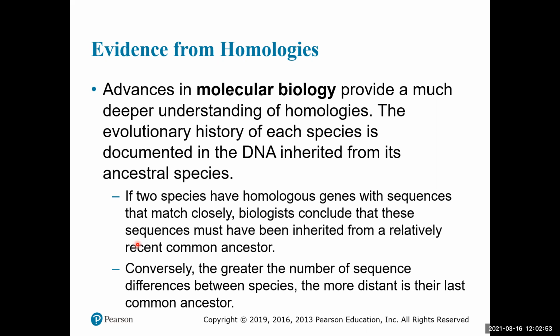And so if two species have homologous genes, meaning that their gene sequences are very closely matched in the nucleotides that they have, then what scientists can infer is that those sequences must have been inherited from a common ancestor. Whereas if you have two sequences that have a number of differences in nucleotides, then they must be more distantly related. And so we can look at the amount of differences between genetic sequences to determine how closely related species are from one another.